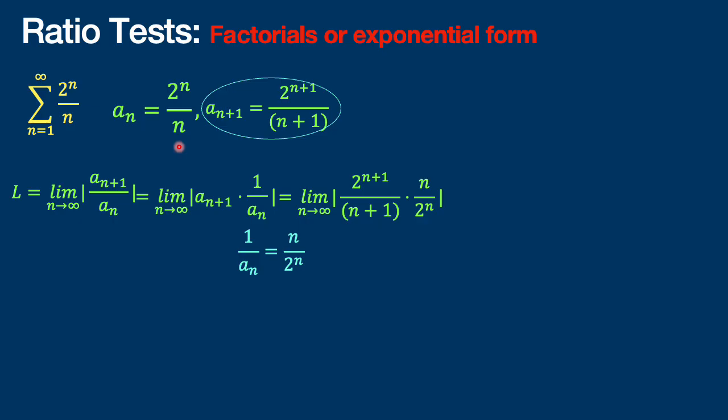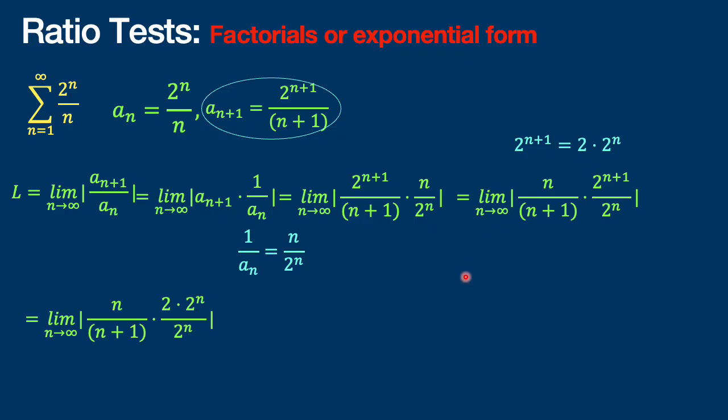So let's switch n plus 1 and n right here, guys. So you have n over n plus 1 times 2 to the n plus 1 over 2 to the n. What is 2 to the n plus 1? That's going to be 2 times 2 to the n. Now, what do you see here? n over n plus 1 times 2 times 2 to the n over 2 to the n. Which one cancels out? 2 to the n cancels out.